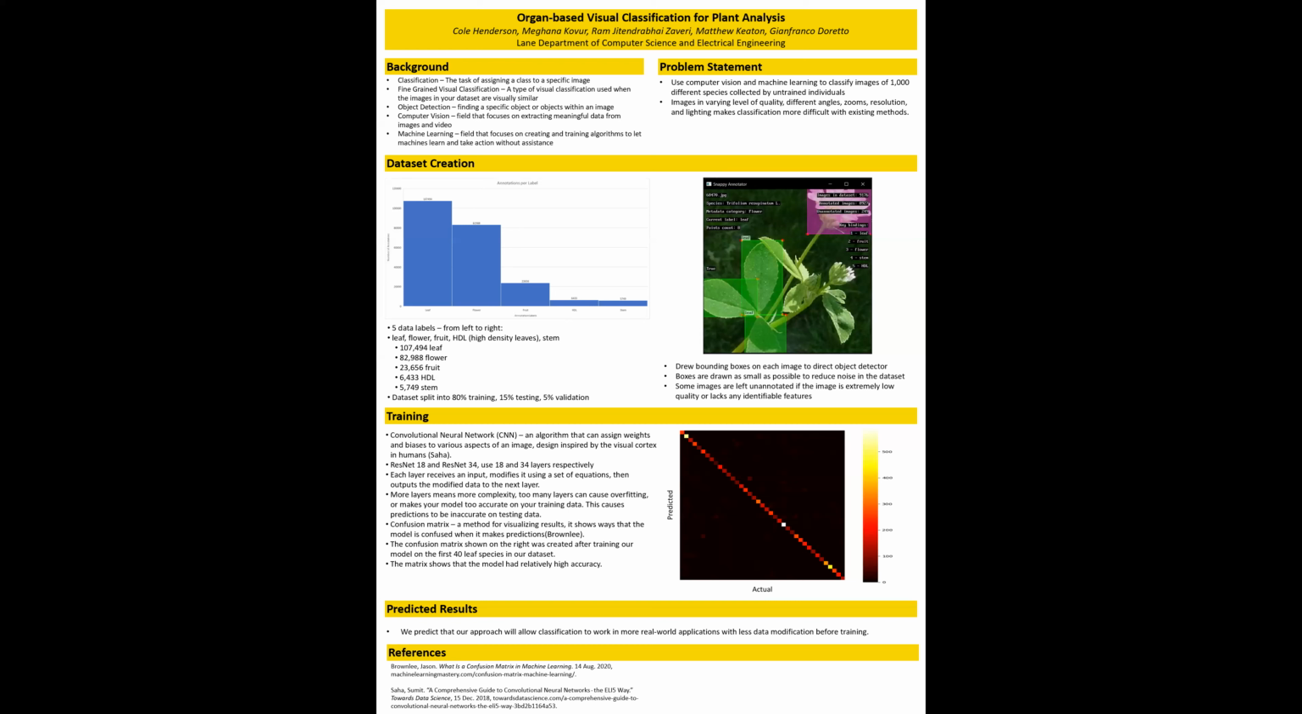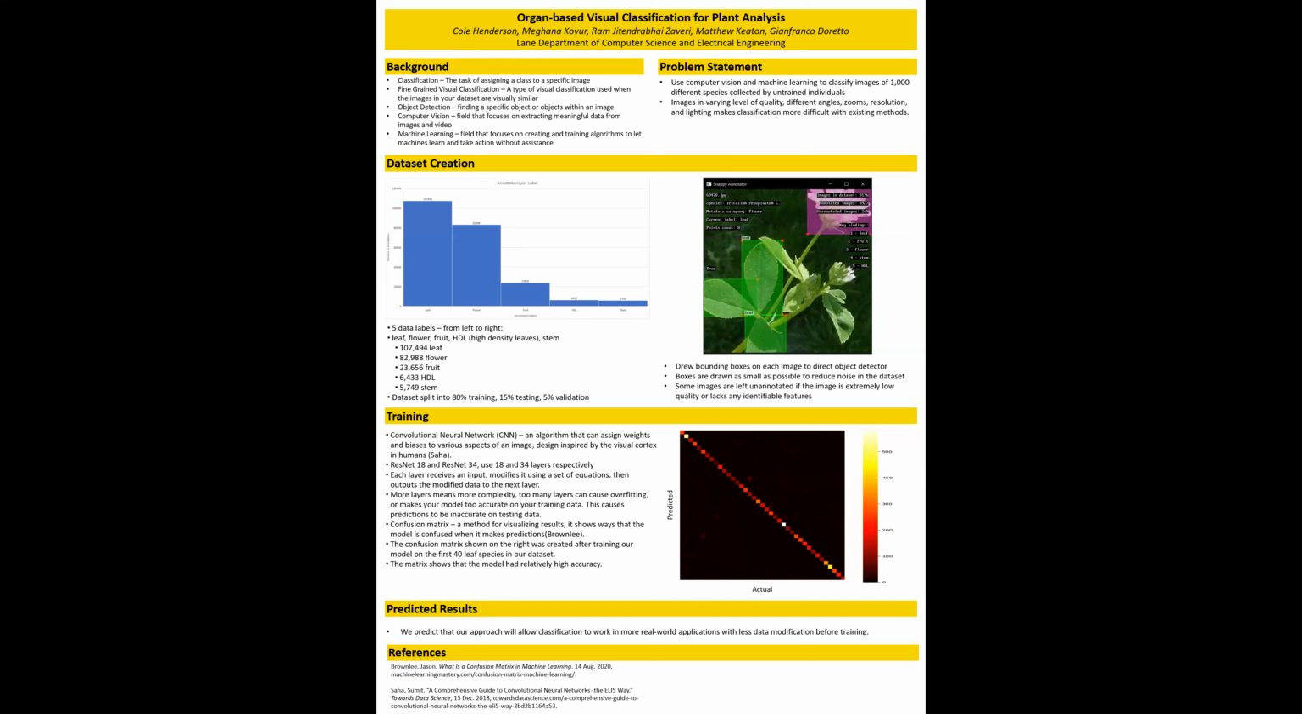The 2 CNNs we used for this project were ResNet 18 and ResNet 34, which use 18 and 34 layers respectively. Each layer receives an input, modifies it using a set of equations, and then outputs the modified data to the next layer. More layers mean more complexity, but too many layers can cause overfitting, like I mentioned earlier, which makes your model too accurate on your training data. And this causes your predictions to be inaccurate when you are predicting on your testing data.